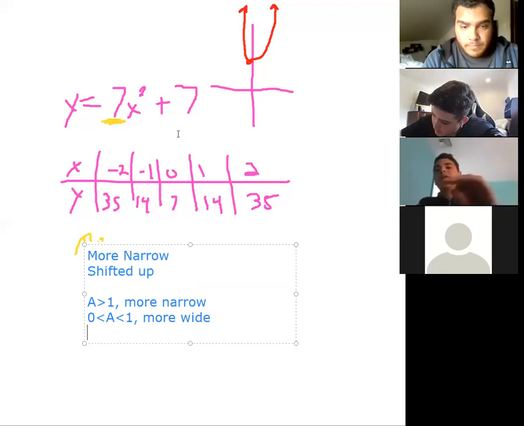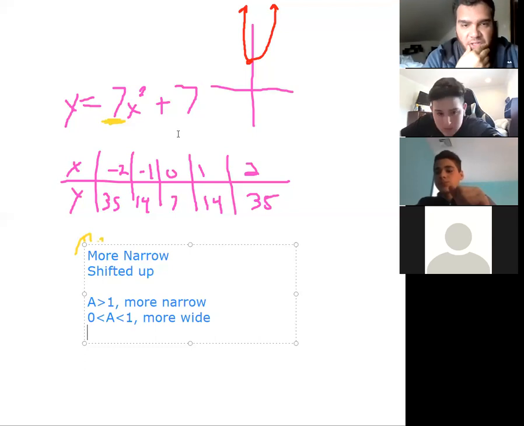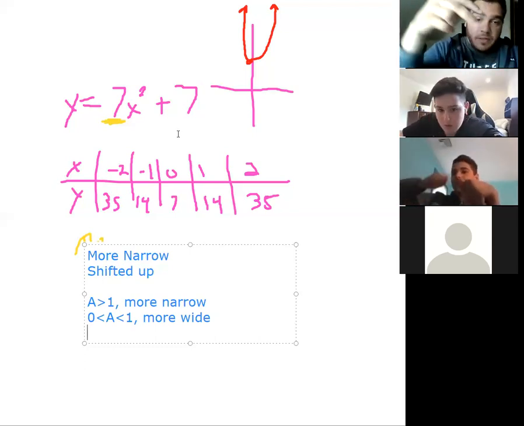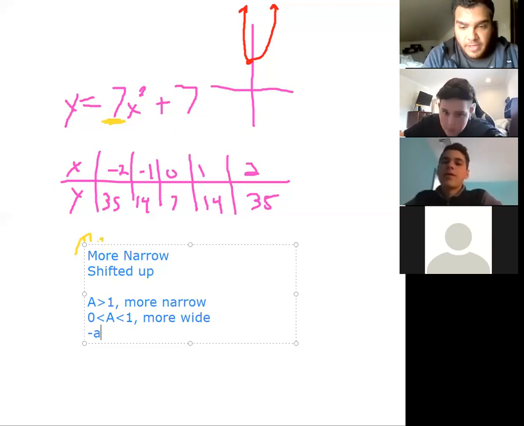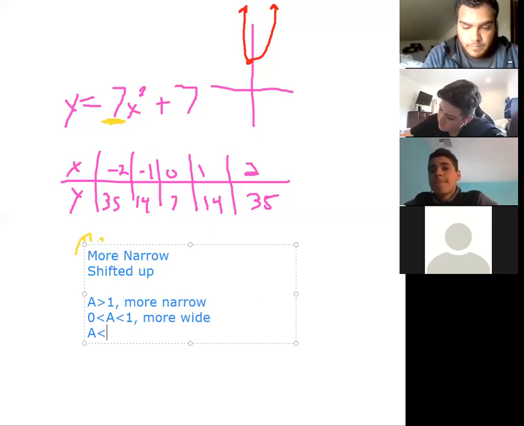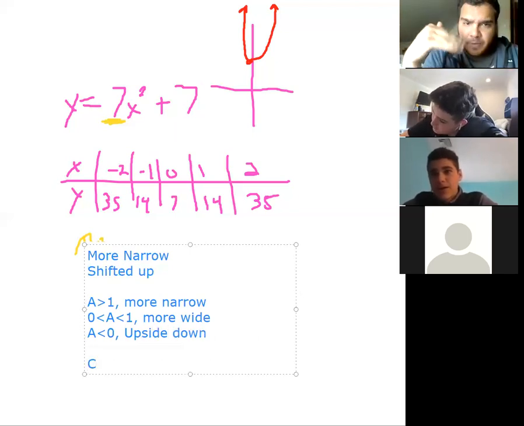Well, what about if it's negative? Good question. We know from the last video that when it's negative, the U shape turns the other way, it goes down. So when A is negative, it's going to be upside down. So when A is less than 0, upside down. And then whether it shifts up or down is based off the C.